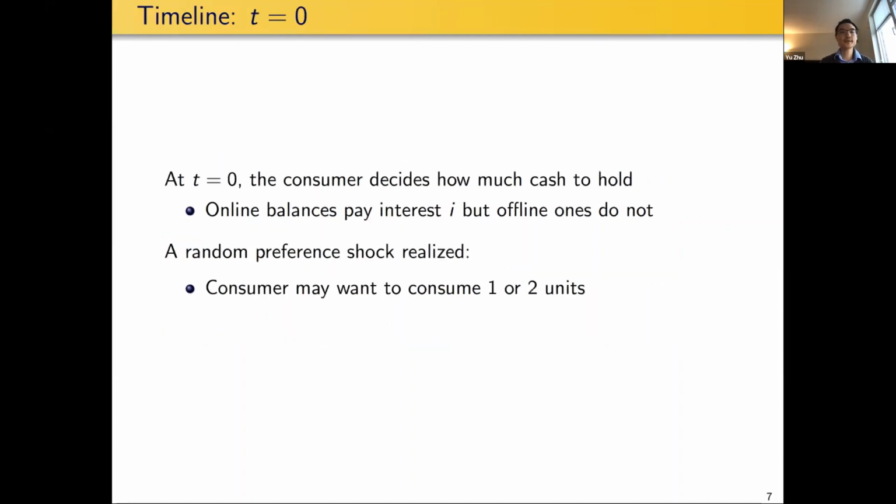So the model is quite simple. At time zero, the consumer decides how much cash to hold and how much online balances to hold. And the online balance pays some interest, but the offline balance does not. And after that, there is a random preference shock realized. The consumer may want to consume 1 or 2 units depending on the preference shock in period 1.